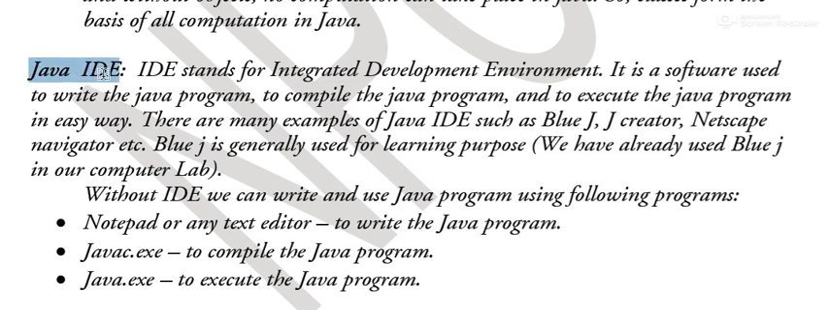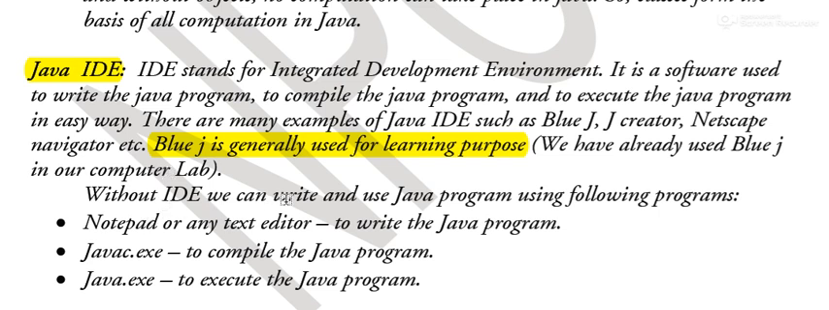Java IDE. Here IDE stands for Integrated Development Environment. It provides an integrated software environment to develop Java programs easily. Integrated software environment means it provides an editor to write or edit a program, a compiler to compile a program, and a JVM to execute a Java program in a single software. There are many examples of Java IDE such as BlueJ, JCreator, Netscape Navigator. Out of these, BlueJ is generally used for learning purposes. We have already used BlueJ in our computer lab.